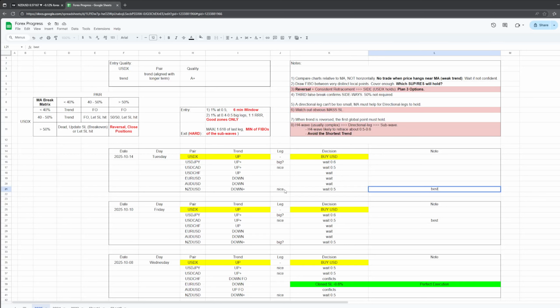So right now, as of today, I would focus on USD Swiss franc, Loonie, and New Zealand dollar USD for the best USD buy opportunities. And in terms of the price action and size of the legs, New Zealand dollar USD looks best. Alright guys, thank you for watching, and get ready to buy USD.